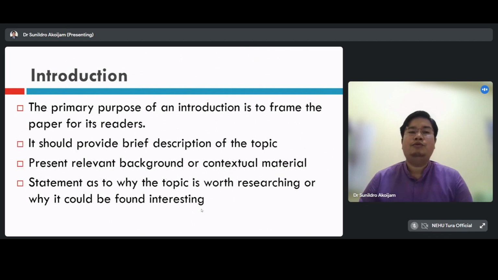Now going to the next, the introduction. The introduction seems to be a mere compilation of some information related to the topic or research area, but let me tell you, that is not the actual way of representing the introduction. And again, many researchers commit mistakes while writing the introduction.